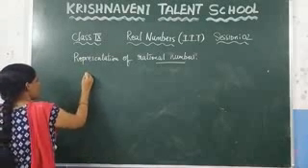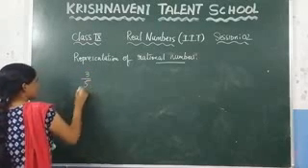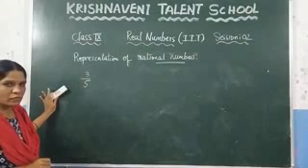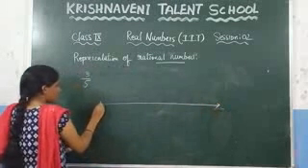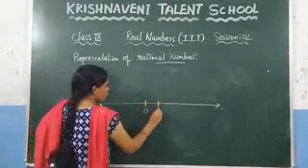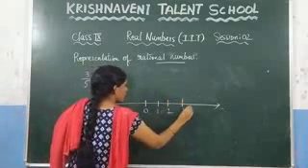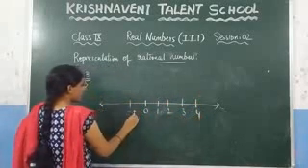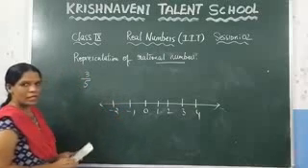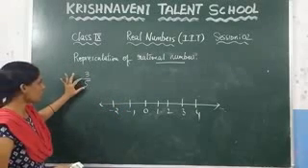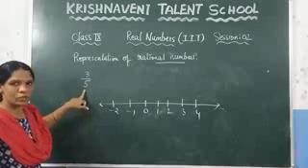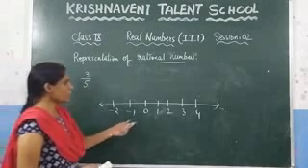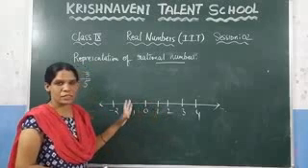Let us represent 3/5 on a number line. What is the first step? First you need to draw the number line, mark 0, and write the positive numbers to the right side of 0 and the negative numbers to the left side of 0. After that you have to check the denominator here. What is the denominator? 5 is the denominator. So you need to divide each unit into 5 parts. This is the first step.